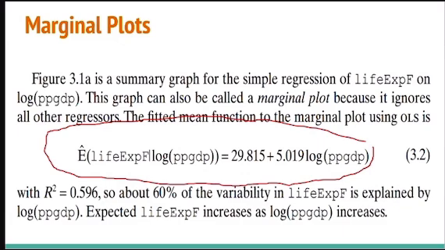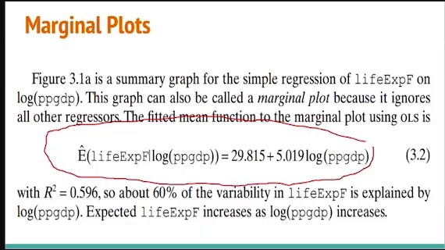Okay. Now, every mean equation is actually going to come with the R squared. So the R squared here is about 60%. So what we're trying to say here is that the variable of interest, which is the logarithm of per capita GDP, was able to explain 60% variation out of 100% variation in the response variable, the life expectancy.